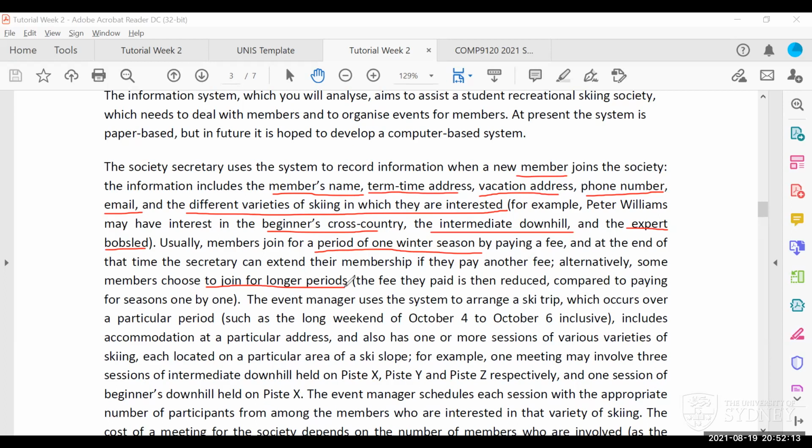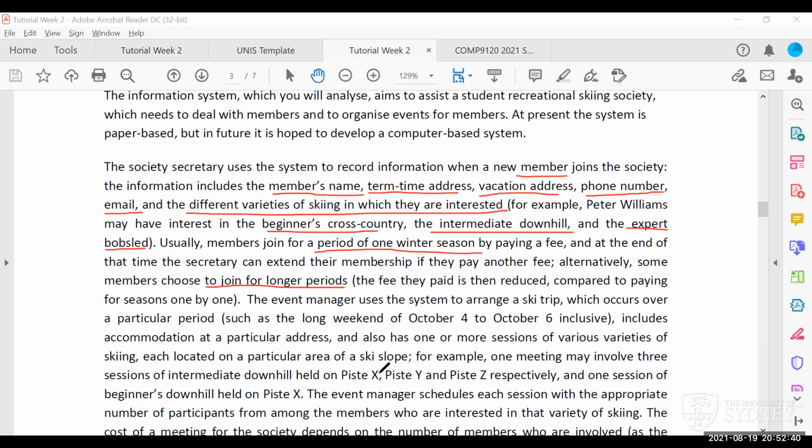So I may join in winter season only, but another member can join for, I guess, autumn and winter, for example, two seasons at the same time. That's for a longer period. It's possible for a member to join for multiple periods, multiple seasons. So yes, we need a way to track the periods that the member joins for.